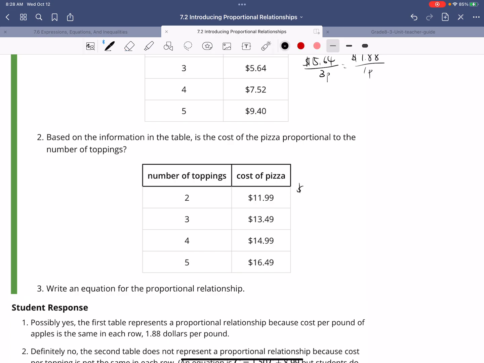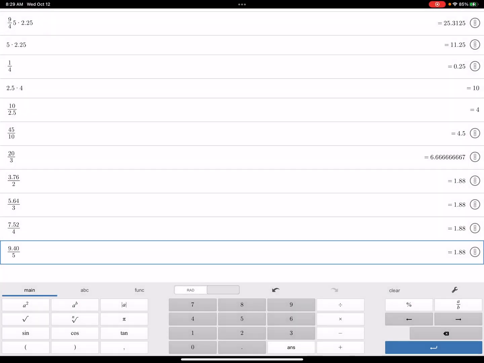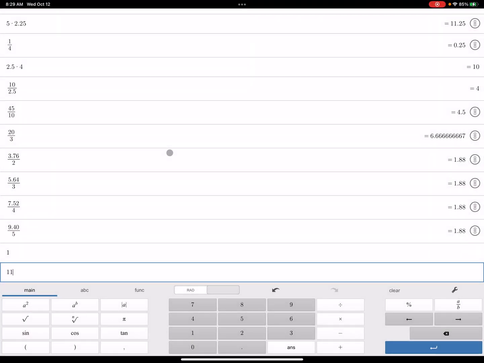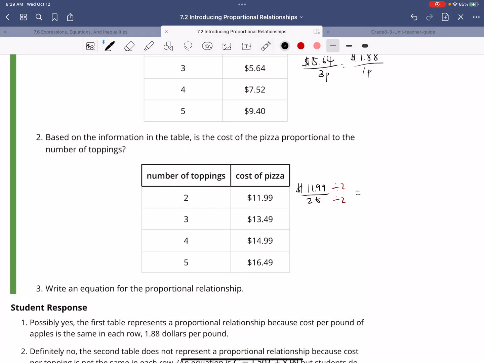So I'm going to get $11.99 for 2 toppings, with T for toppings. Divide the top and bottom by 2. $11.99 divided by 2 is going to be $5.99, about $6 per 1 topping. Which doesn't make sense, right? Would 1 topping cost you $6? Just by looking at these numbers, I already know that it's not going to be proportional.